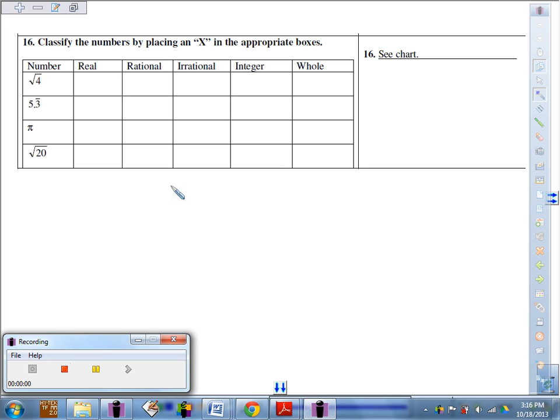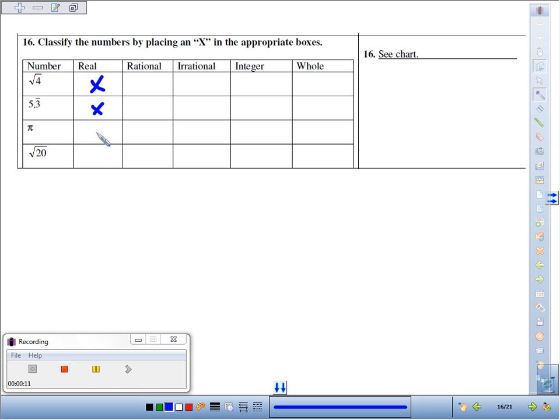In number 16, we're supposed to classify the numbers by placing an X in the appropriate boxes. So whether numbers are real, well, everything you guys have ever learned about are real numbers, so we can automatically classify all of them as real. You'll learn about numbers that aren't real in Algebra 2.